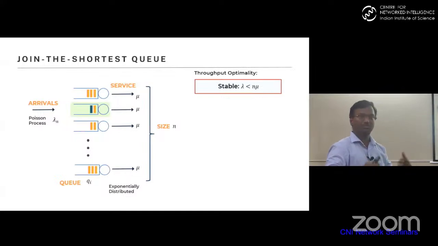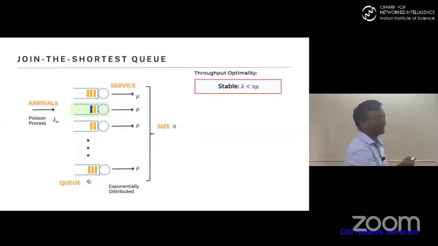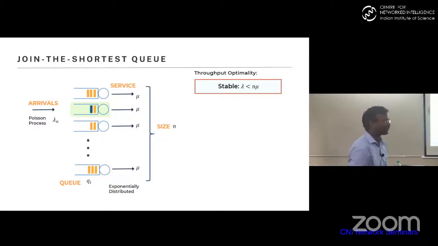Now, as you try to model more and more systems, you end up with more complex queueing systems. For the purpose of this talk, I'll focus on the load balancing system, also called the supermarket checkout system. There are n servers, and for simplicity, assume all of them have the same service rate mu, and each of them has their own queue. Arrivals come according to a Poisson process with rate lambda_n. I'm using a subscript n so that we can scale it with n eventually.